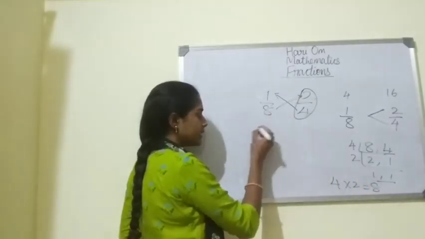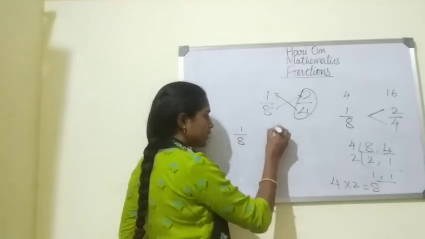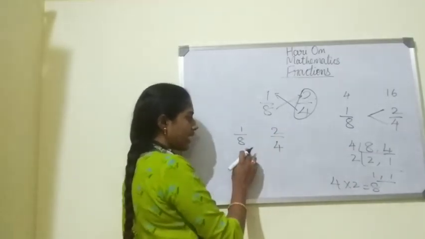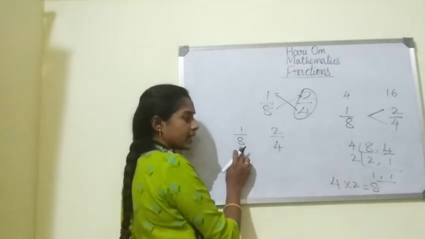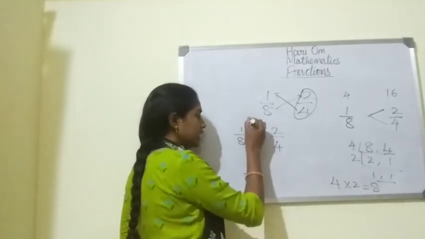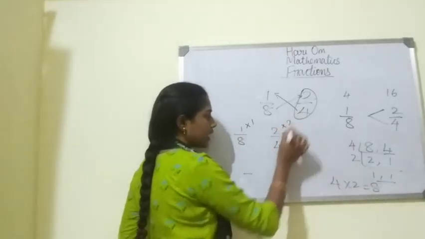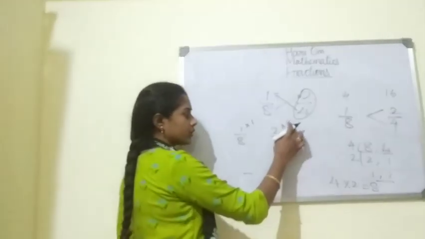So here we have 1 by 8 and 2 by 4. 8 will be the LCM, so we have to convert. 8 how much are 8, children? We have 8. So 8 ones are 8, and 4 twos are 8.